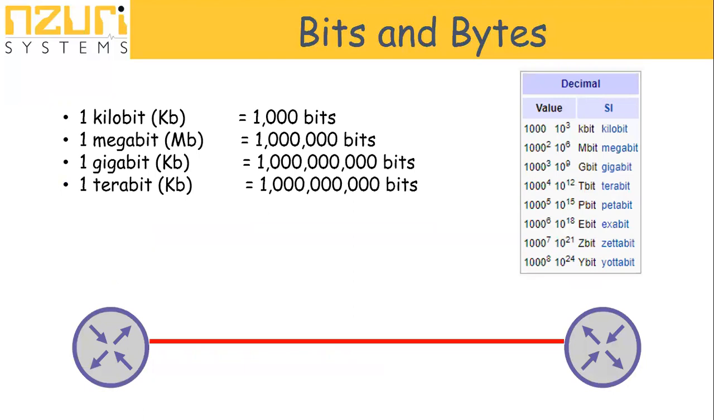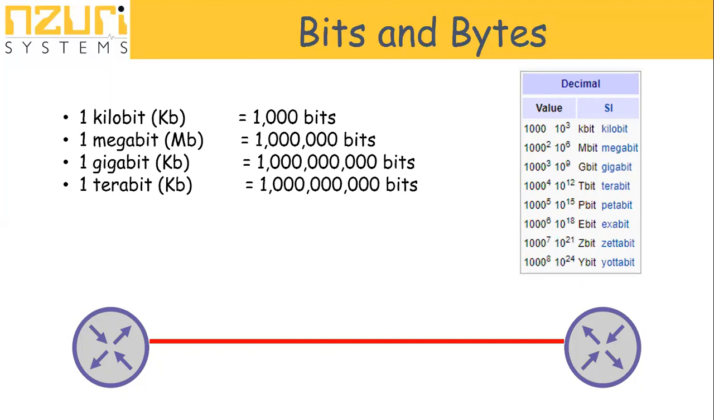Okay. So let's see the different speeds that we have out there. The smallest speed you're likely going to have is what? 1 kilobit, which is equivalent to 1,000 bits. We have 1 megabit, which is equivalent to what? 1 million bits. We have 1 gigabit, which is equivalent to 1 billion bits.